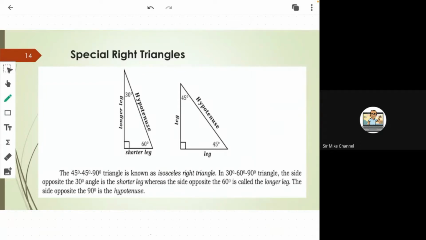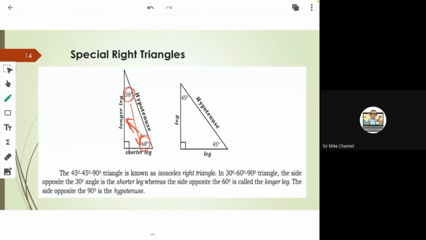The isosceles, two sides are equal. In a 30, 60, 90 triangle, the side opposite the 30 degree angle is the shorter leg. So ito yung 30 degrees natin, yung opposite natin, syempre, kung mas maliit yung degrees niya, mas maliit ang measurement ng opposite side niya. And then, ito naman yung 60 degrees natin. So, opposite natin, ito yung longer leg.